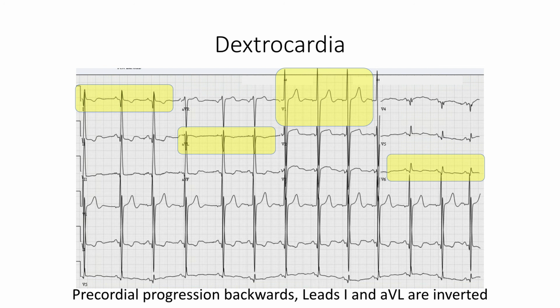Also look at the precordial waves V1 through V6. Notice how the R wave grows in the opposite direction, from V6 to V1, which is backwards from what we would expect. So this is dextrocardia, meaning that the heart is in the right side of the chest and pointing at the right apex. On physical exam, we would expect to hear the heartbeat on the right chest and primarily breath sounds on the left.